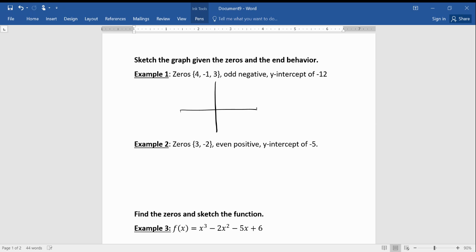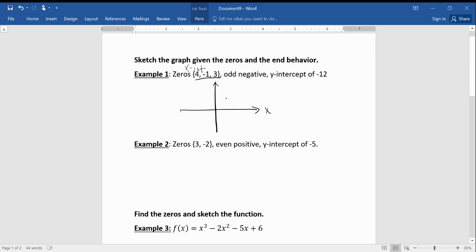So what I've done here is given you some zeros, and I want you to go ahead and draw a graph. And zeros, what's another word for zeros? X-intercepts. What's an x-intercept? That's just where the graph touches the x-axis.